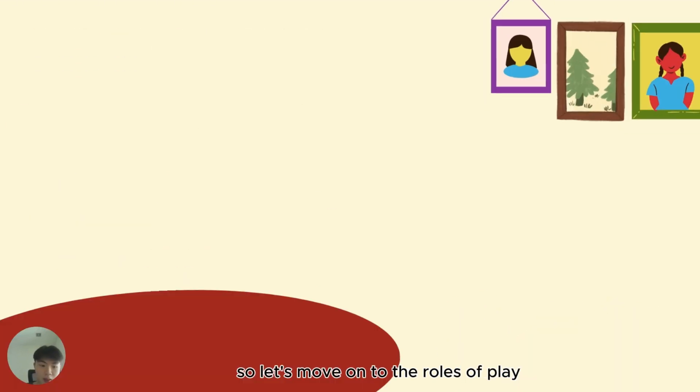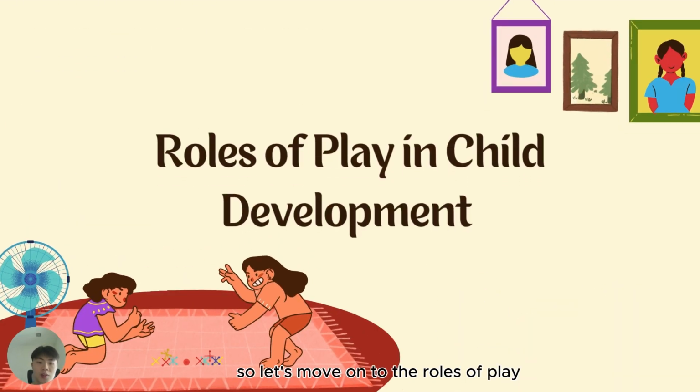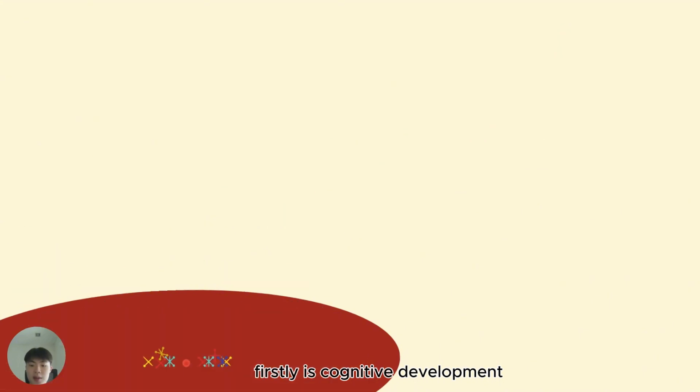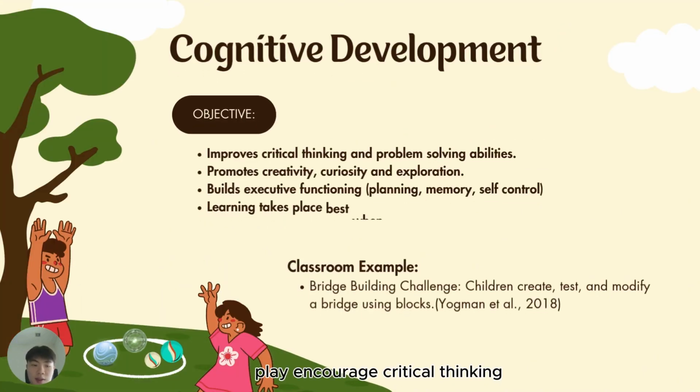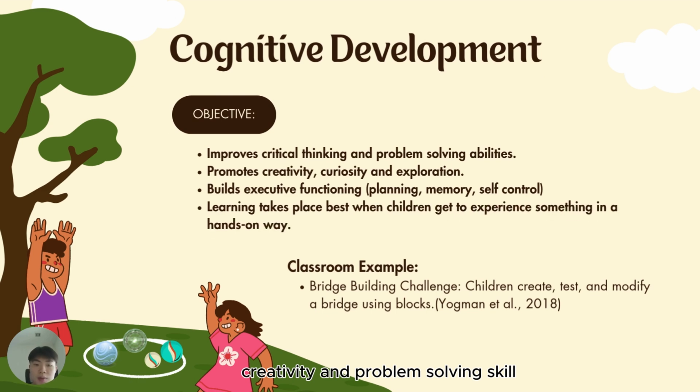So let's move on to the roles of play in child development. Play contributes to four major areas of child development. Firstly, cognitive development. Play encourages critical thinking, creativity, and problem-solving skills. There's a classroom example, the bridge building challenge. Children create, test, and modify a bridge using blocks. This can improve critical thinking and problem-solving skills as well.